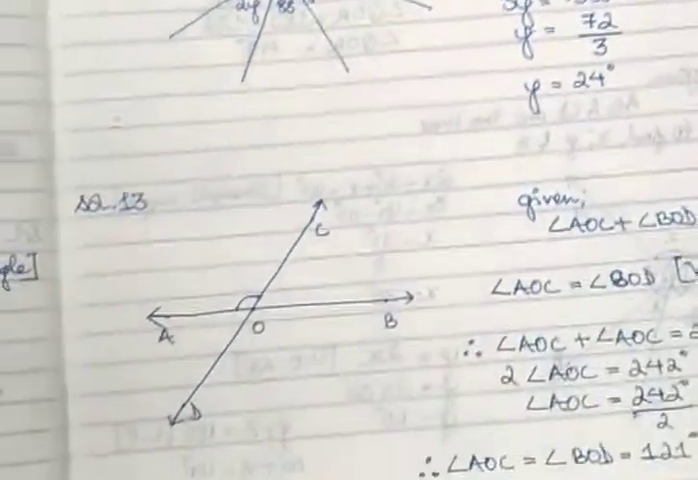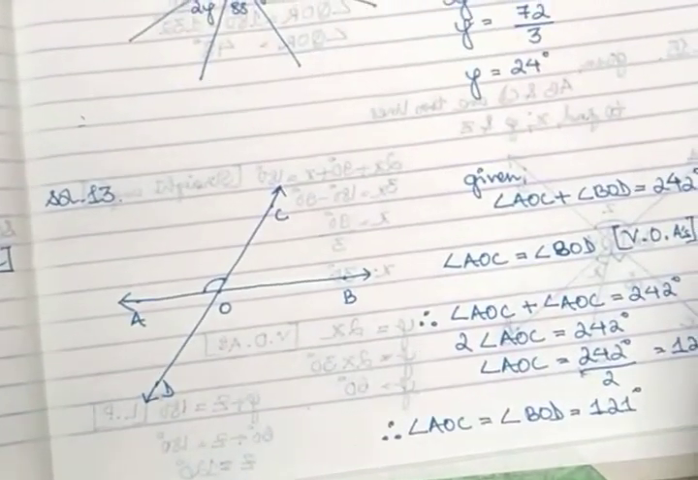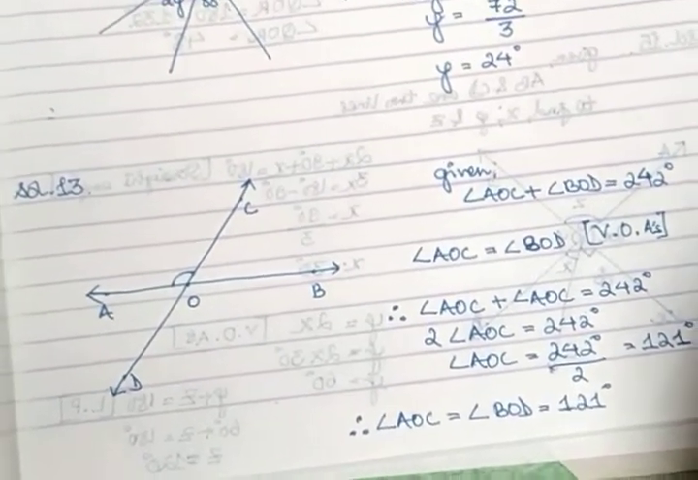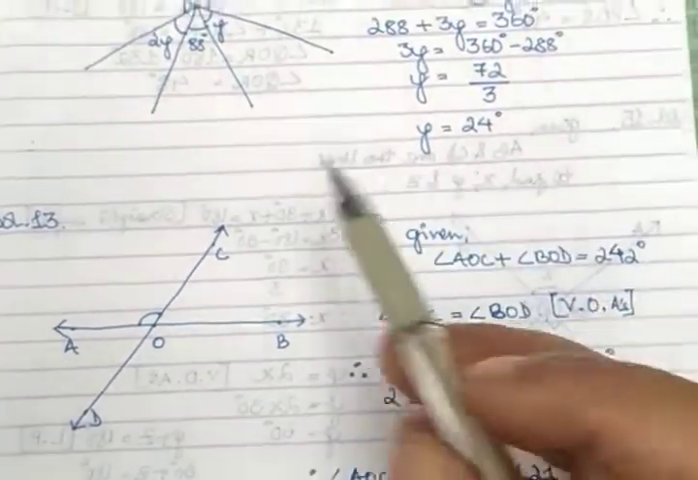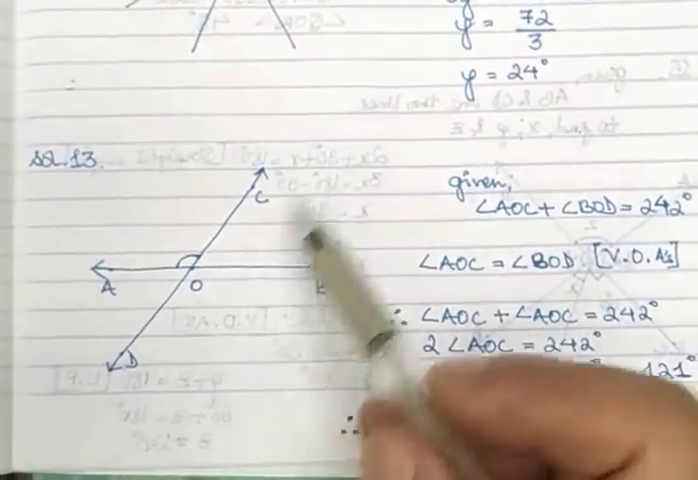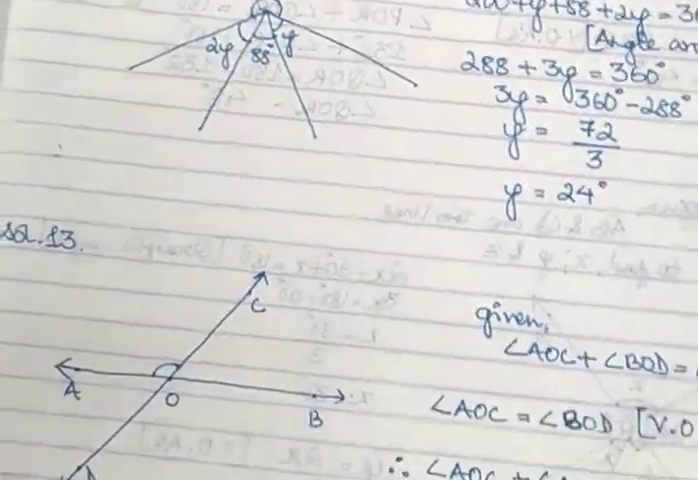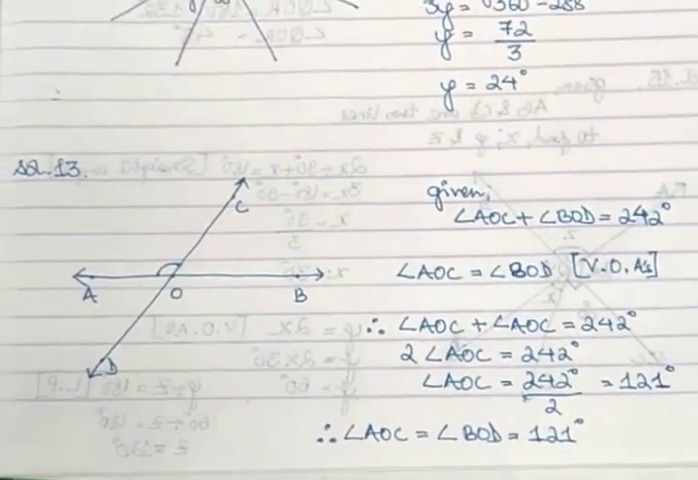Okay. So, moving on to the next one, we have question number 13 as C. The figure is given as AOB, then we have two intersecting lines. We know that with two intersecting lines, the opposite angles will be equal, and they are vertically opposite angles, isn't it?